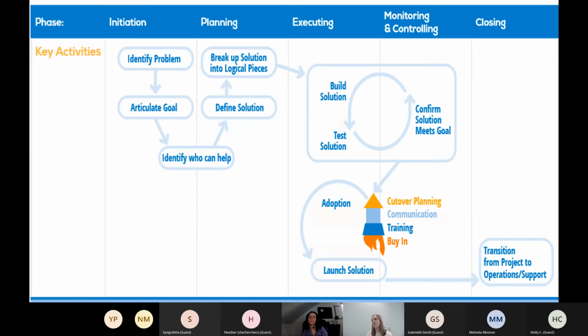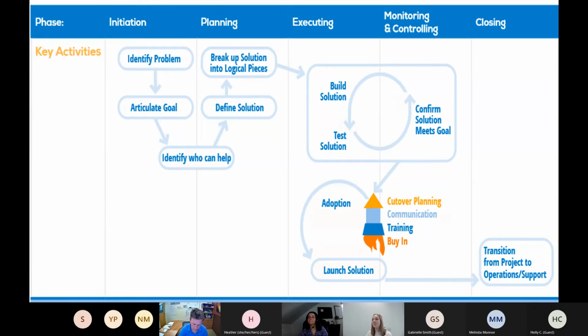In the planning phase, we're also going to be breaking up the solution into logical pieces. So some organizations refer to this as work breakdown solution or work breakdown structure. And depending on the scope of the project, the level of effort needed to complete the planning phase can vary. But ultimately, we want a clear guide for how we can get from point A to point B, broken down by steps and dependencies, as well as action owners.